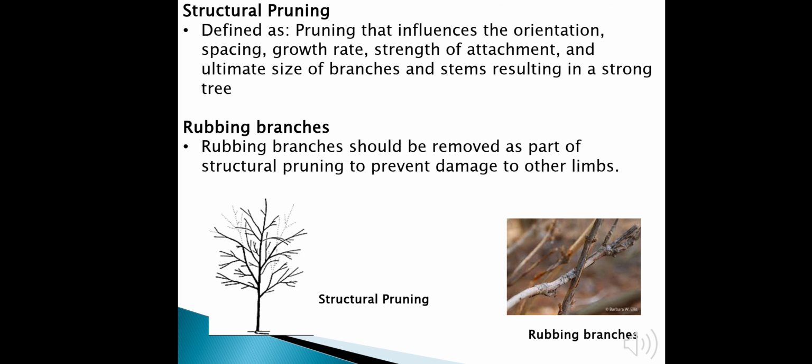Structural pruning. It is pruning that influences the orientation of space, growth rate, and strength of the attachment, and the ultimate size of the branch stem, resulting in strong trees. Rubbing branches. Rubbing branches should be removed as part of structural pruning to prevent damage to other limbs.